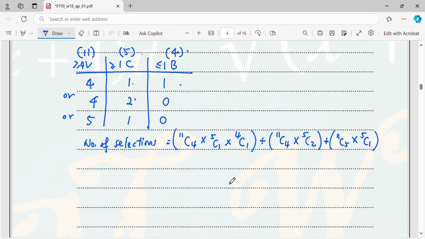Then from here, you will be getting 6600 plus 3300 plus 2310. Then at last, you will be getting 12210. So that will be the number of selections.